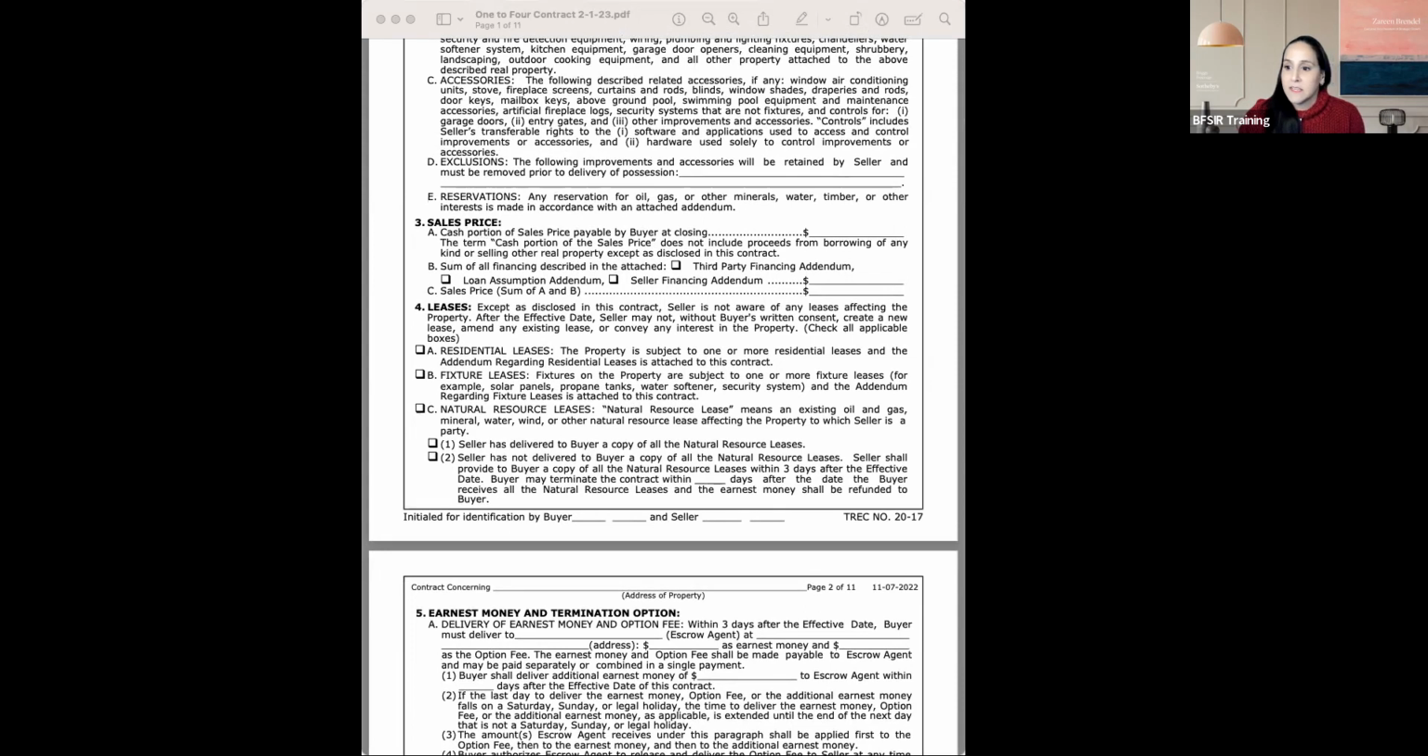So sales price. This is where there's a change, and this one is probably relevant to you guys. You know, cash portion of what they're paying, sum of all financing, these are the options, and then the total sales price. But you'll see this new sentence here. The term cash portion of the sales price does not include proceeds from borrowing of any kind or selling other real property except as disclosed in this contract.